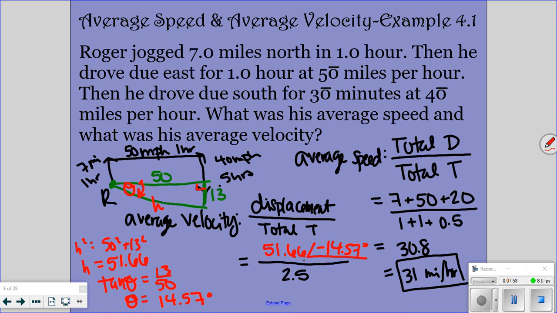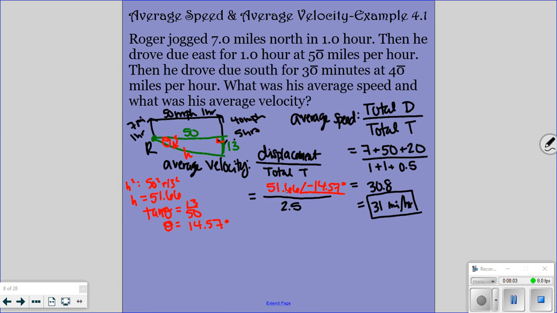So then we just have to divide here. You only have to do the 51.66 divided by the 2.5. And so you should get 20.66. The angle stays as is. And so again, we have 2 sig figs, so we're going to do 21 at negative 14.57.